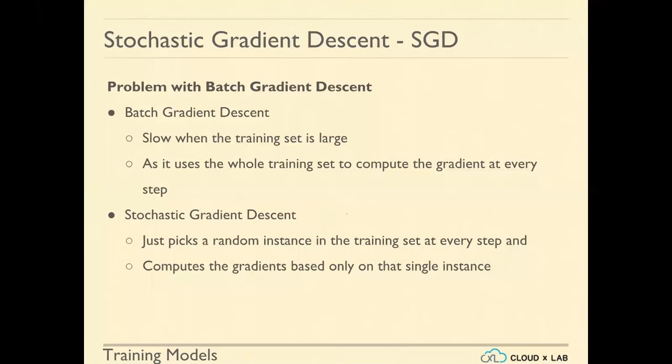Wonderful. So the problem with batch gradient descent was that it was slow when the training set is large, because it was using the whole training set to compute the gradient at every step. You're using all the rows, records, or instances to compute the mean square error, and using that we were computing the gradient, right? So it's generally very slow when the number of records is too high and you want to train in real time. You can't really use batch gradient descent because it's going to be slow. Also, it requires more memory, you need a bigger RAM because it loads the entire data into memory.